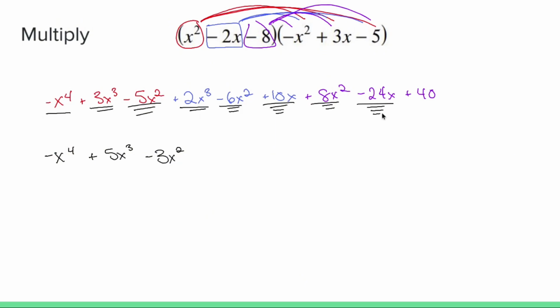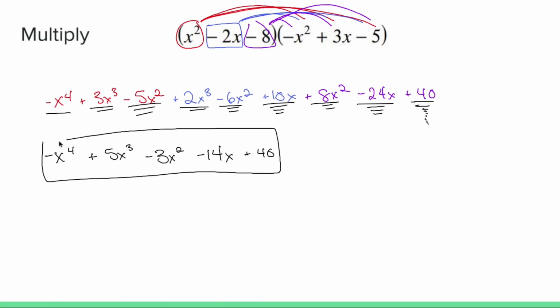10x is just like negative 24x, which is going to be 10 minus 24 is negative 14. Carry along the x. And 40 is all alone by itself. So let's add 40. That is going to be that. Fun, fun.